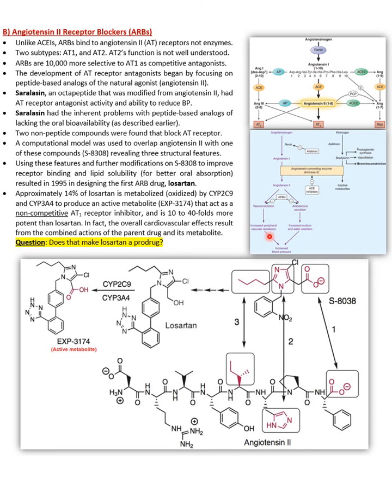The angiotensin 2 receptor is not well understood, and the selectivity for angiotensin 1 by the ARBs is like 10,000 or something. The advantage of using the ARBs is that they do not have the side effects associated with the ACE inhibitors, which is mainly the cough. Approximately 14% of the losartan is actually metabolized into an active form.